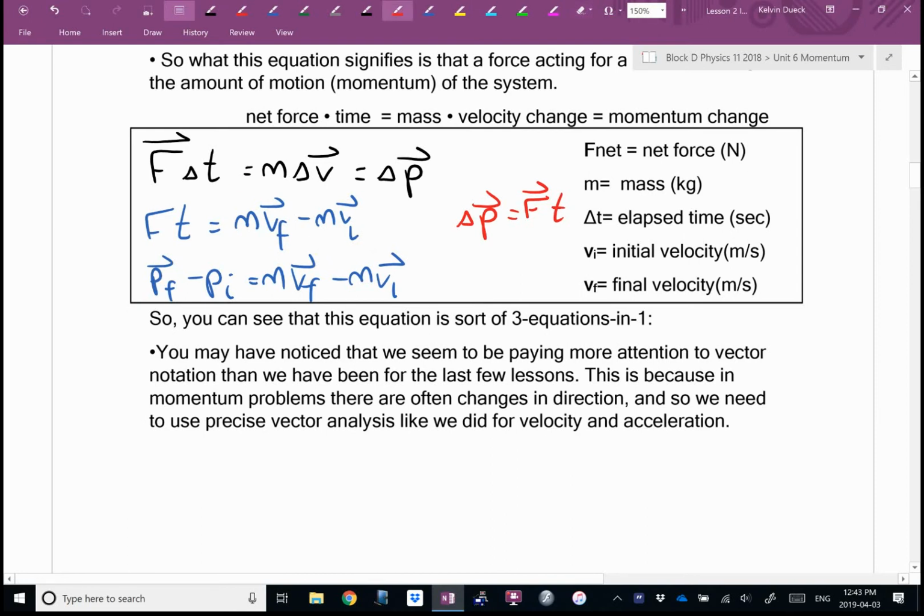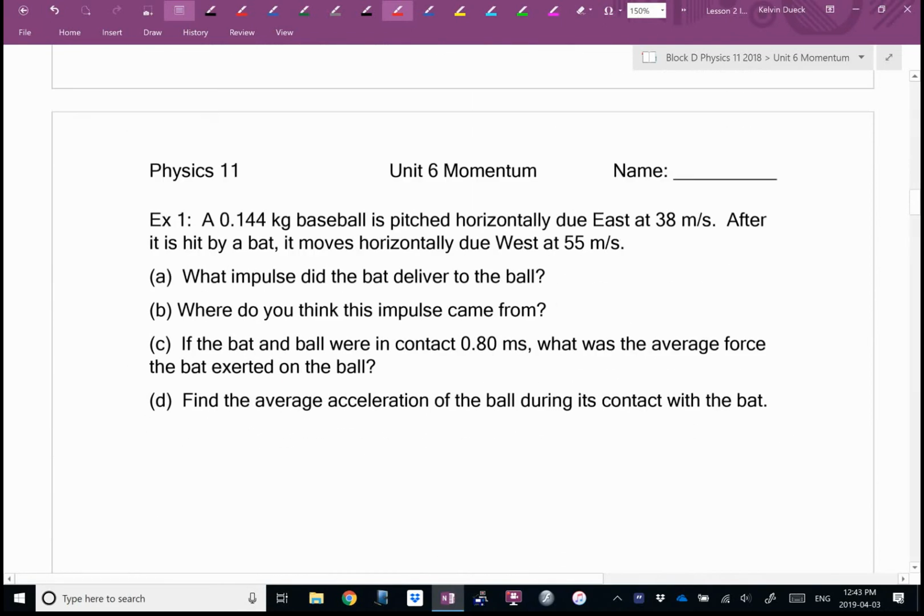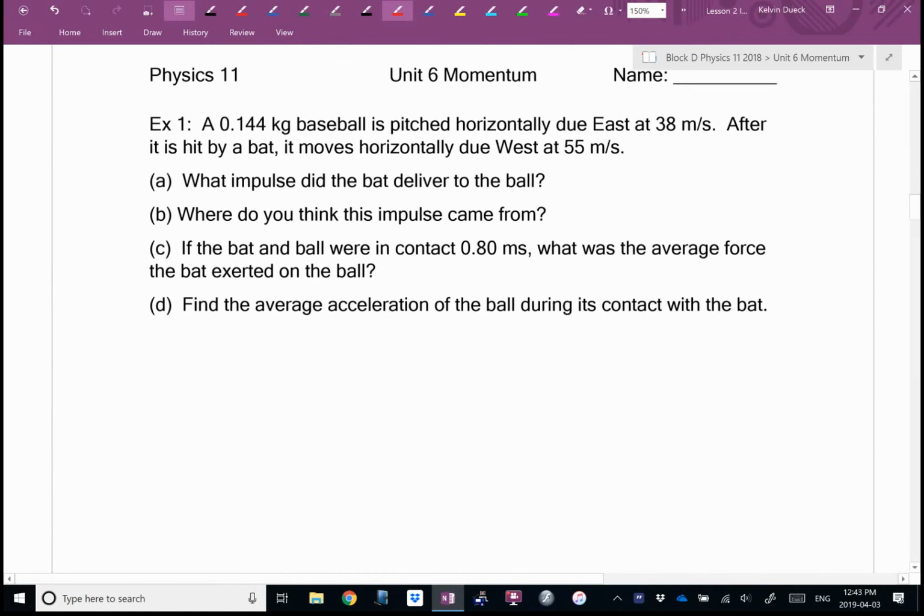Okay. You may have noticed that I'm paying a lot more attention to my vector notation than in previous lessons. That's because in momentum questions, there are often changes in direction, and so we need to use precise vector analysis like we did for velocity and acceleration. Let's do an example. A great example of changing an object's momentum is hitting a baseball with a baseball bat.